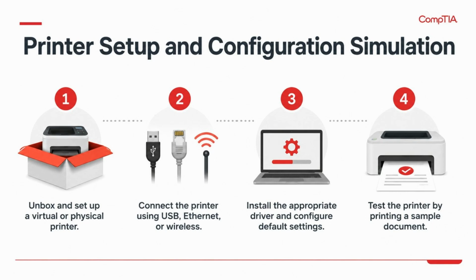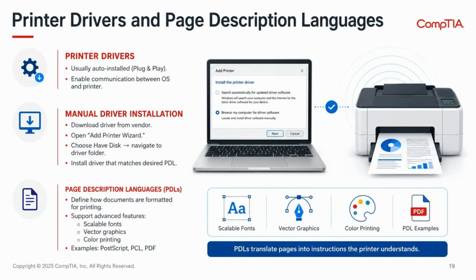Unbox and set up a virtual or physical printer. Connect it using USB, Ethernet, or wireless. Install the appropriate driver and configure default settings, then test it by printing a sample document. Printer drivers are usually auto-installed through plug-and-play, enabling communication between the OS and the printer.